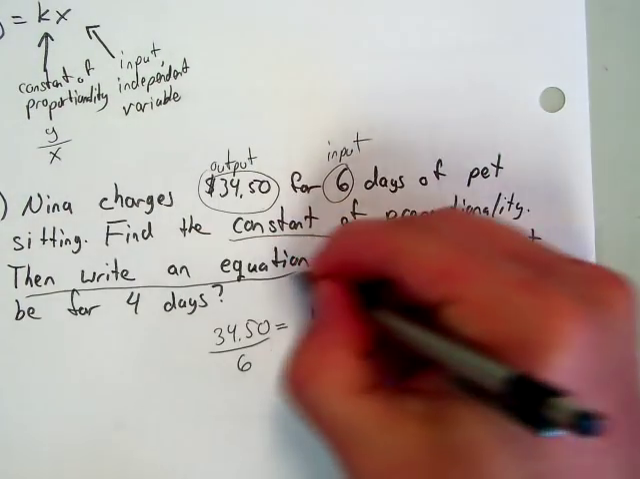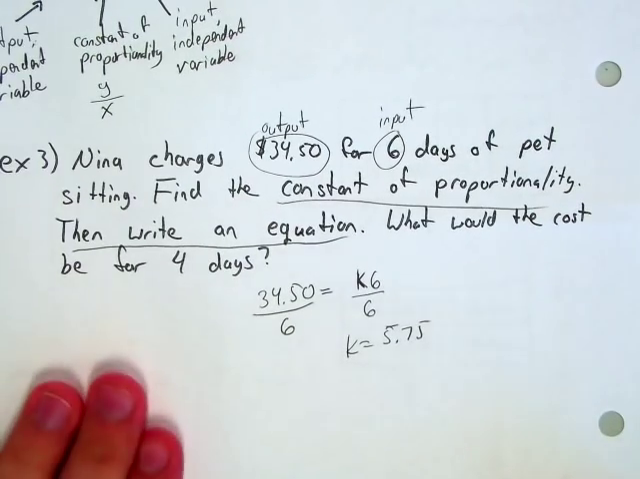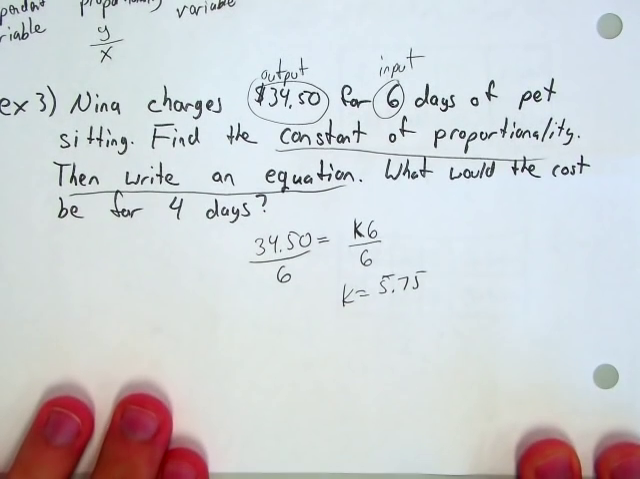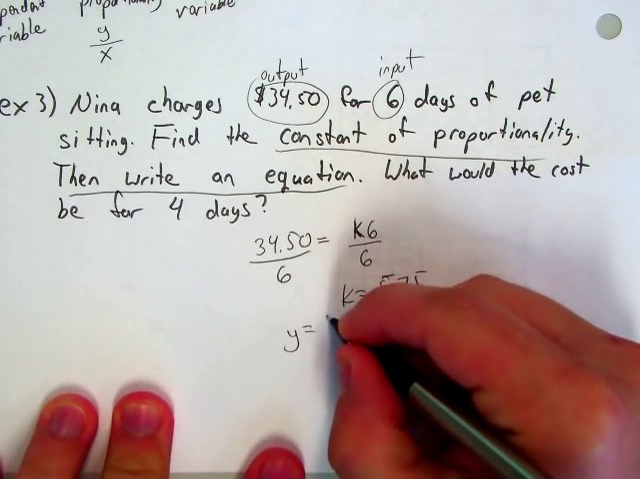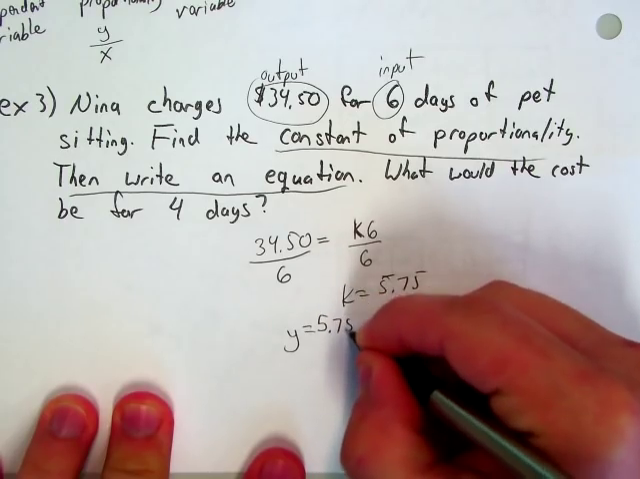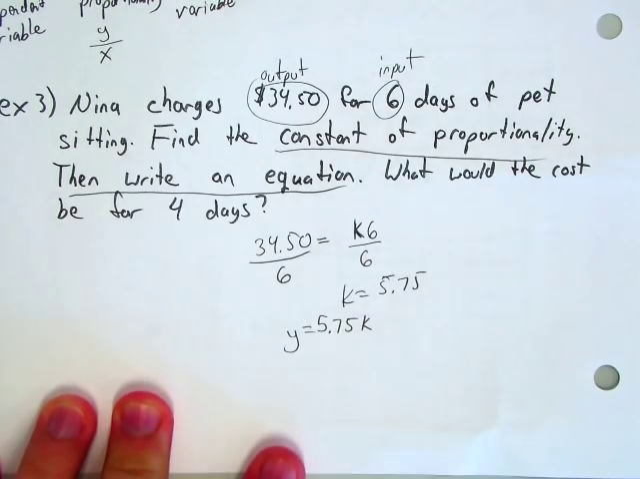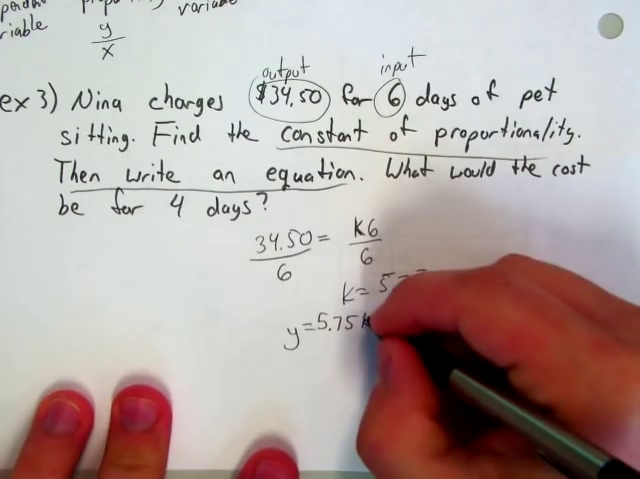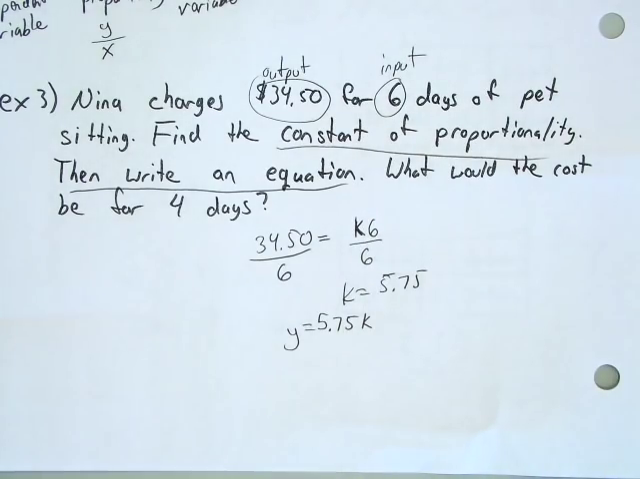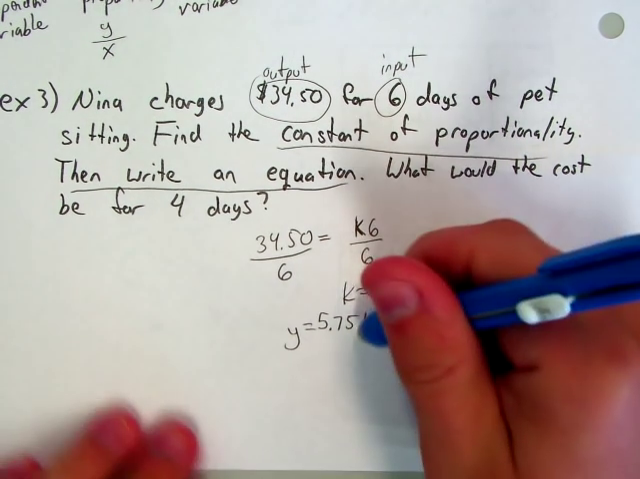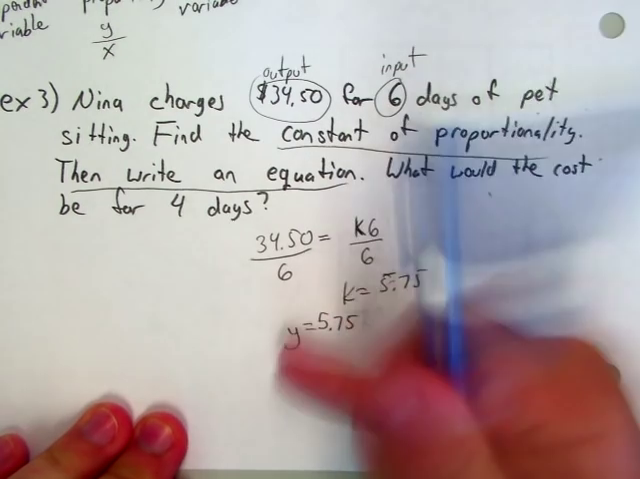The next step, then write an equation. So now I know that k is $5.75. So I'm going to write my equation as y equals 5.75 k. Not k, x. y equals $5.75x.